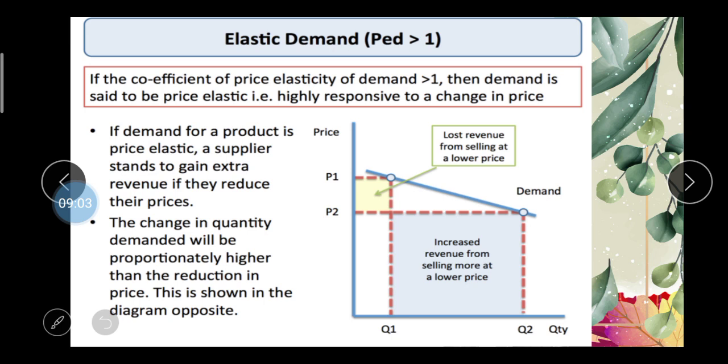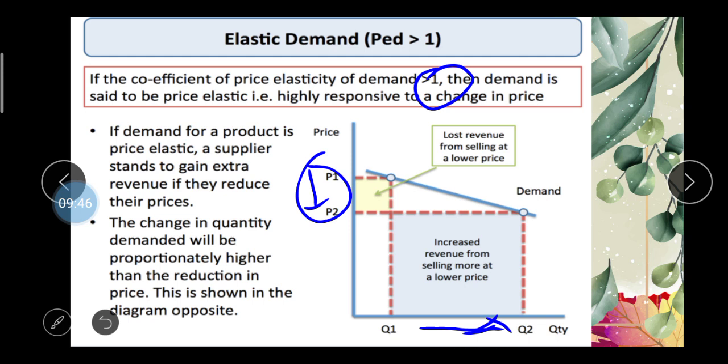In this diagram, you can see that the price falls from P1 to P2. So here you see that demand increases by more than the price decreases. Okay, here the price decreases from P1 to P2 and our demand gets higher. We can say there is a loss of revenue from selling at the lower price, but the increase in revenue from selling more is greater than the loss from the lower price. That's why our elasticity is considered greater than 1, because the quantity change is higher than the price change. You can see here that our quantity demanded rises by more than the price falls.